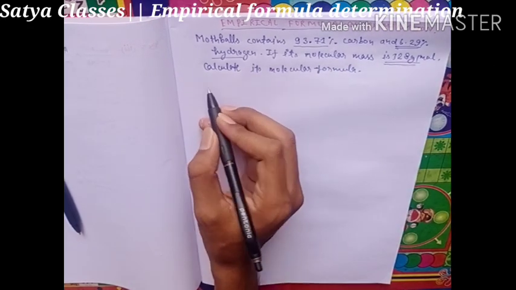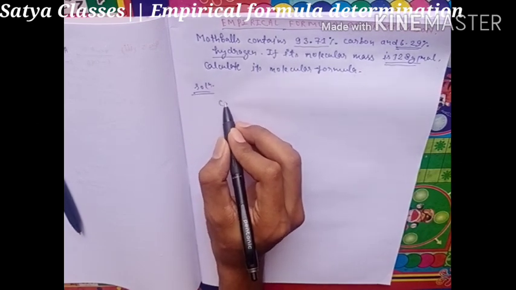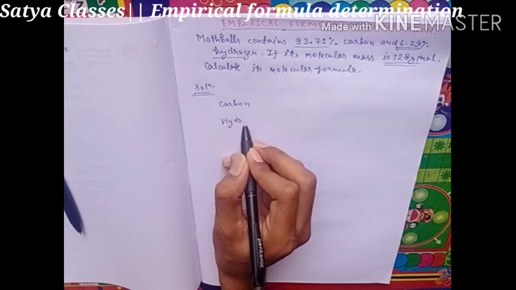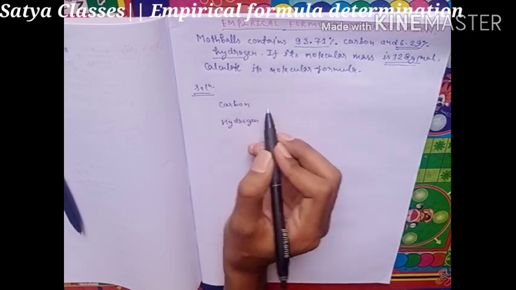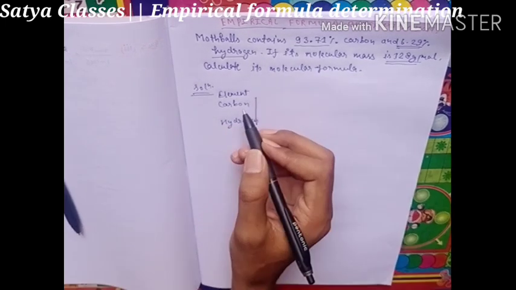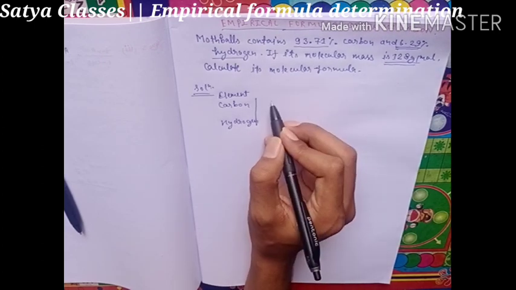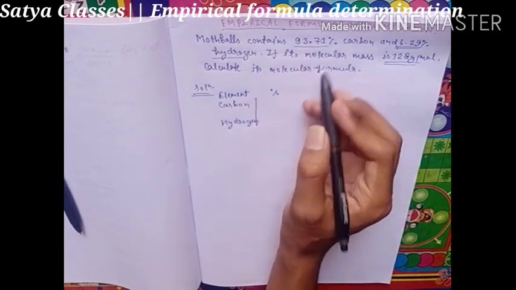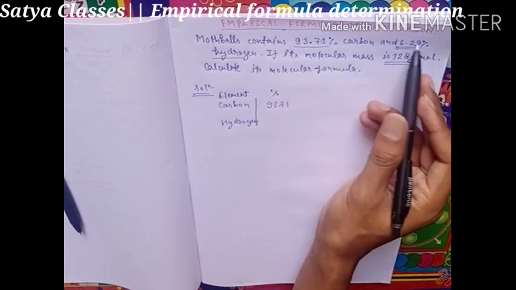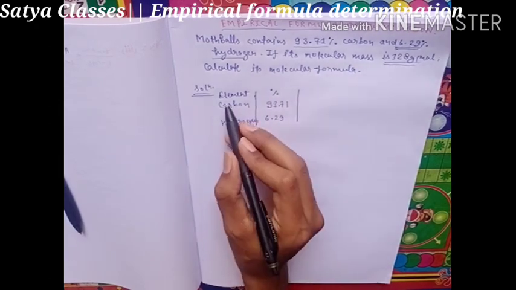First of all, we'll write it as a table. Make the first column the element: carbon is the first element and hydrogen is the second element. What next? Write their percentage. The percentage of carbon is 93.71 and hydrogen is 6.29.